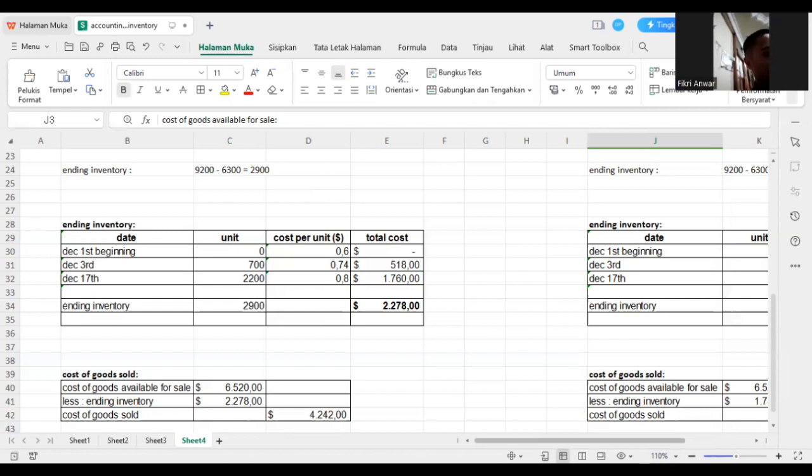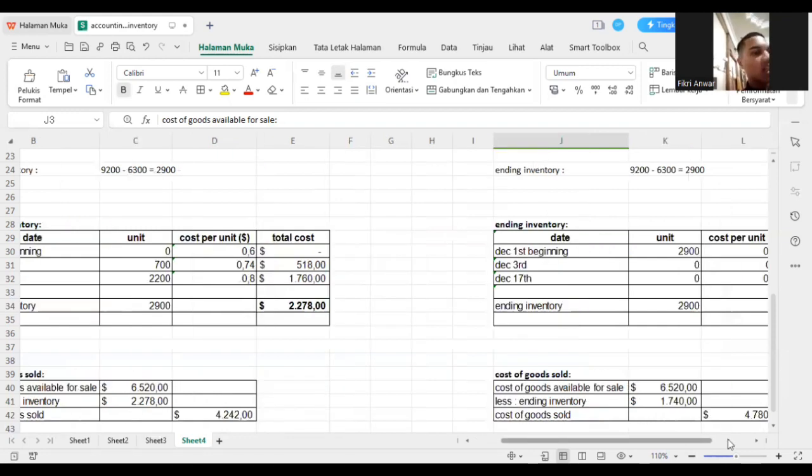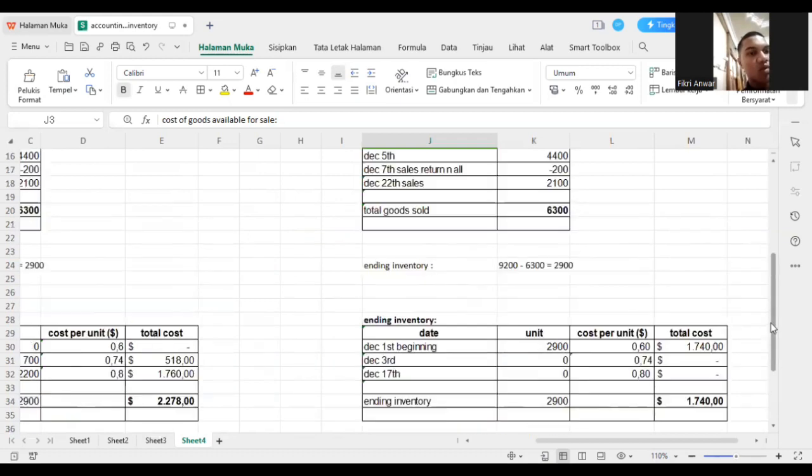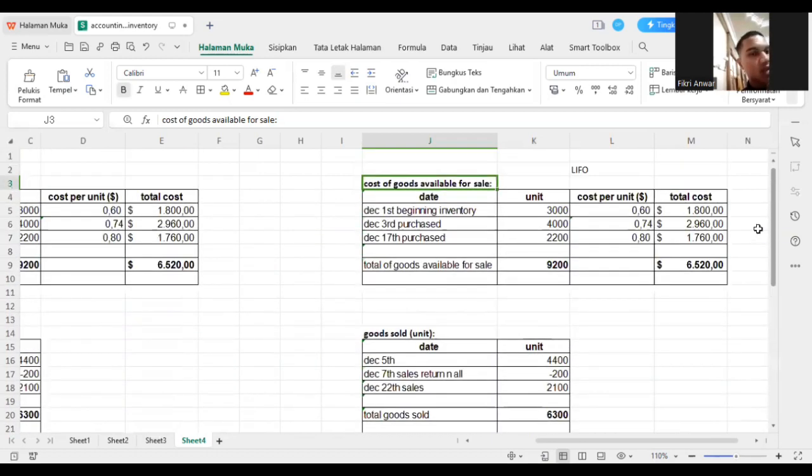And for total cost, we have $2,278. And for the cost of goods sold, we have cost of goods available for sale 6,000, less ending inventory 2,278. And for the cost of goods sold, we have $4,242. Okay, on the Livo one, the cost of goods sold is the same as for the Vivo.